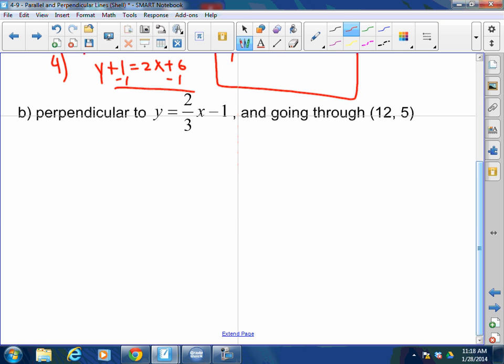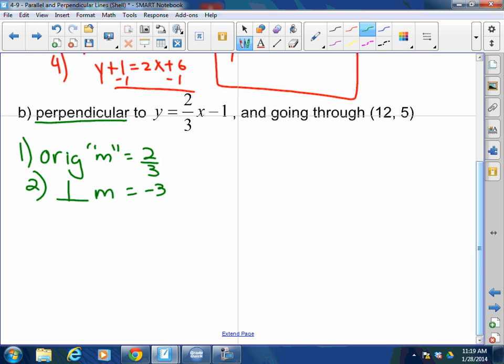I want you to find the equation of a line that is perpendicular to y equals 2/3 x minus 1 and going through (12, 5). Step 1, original slope, which is 2/3. Step 2, in this case, perpendicular slope. Excellent, -3/2. Number 3, plug it into point slope. Y minus y1 equals m times x minus x1. Step 4, solve for y.